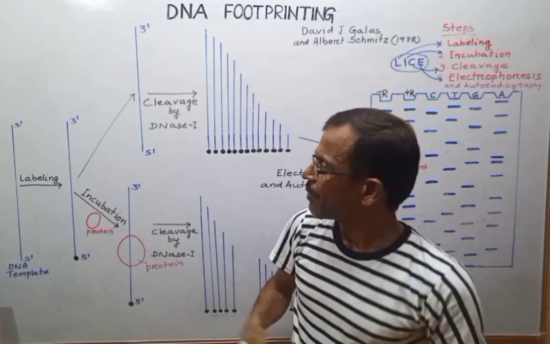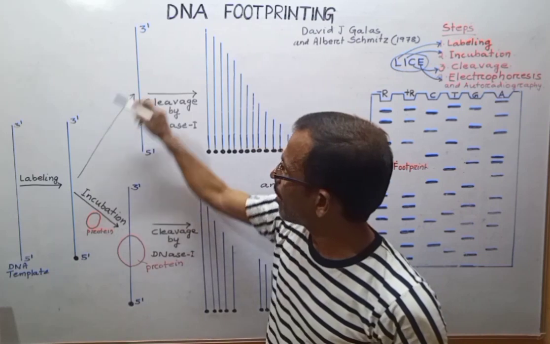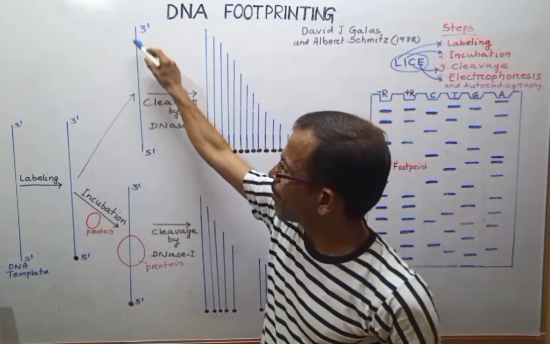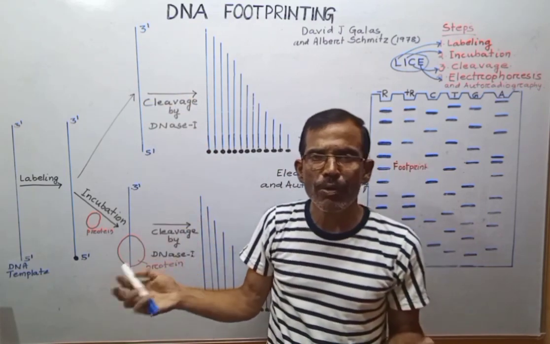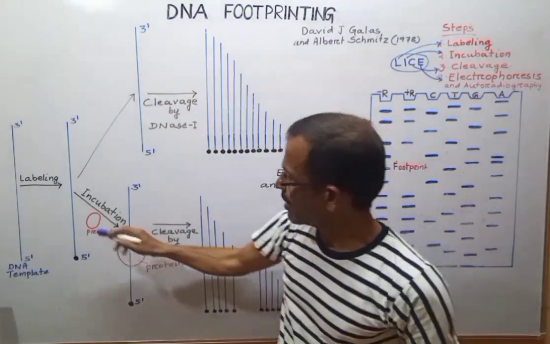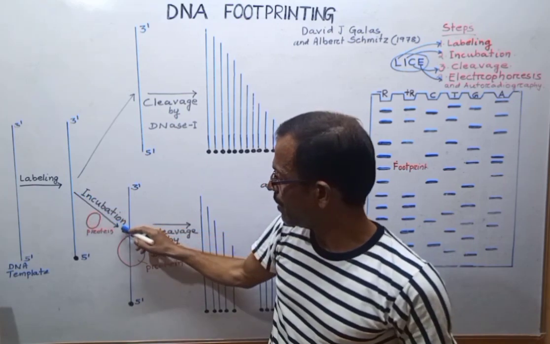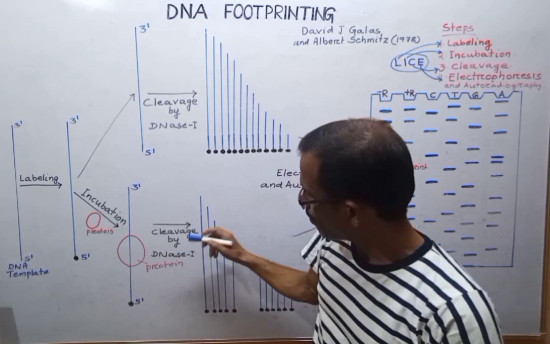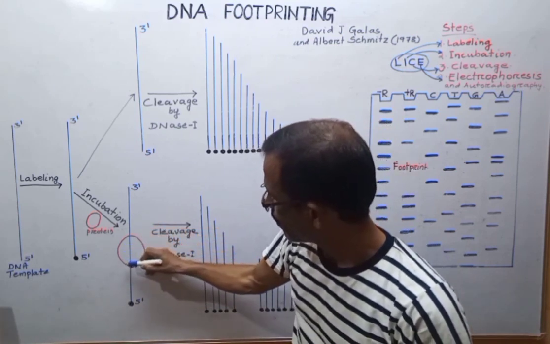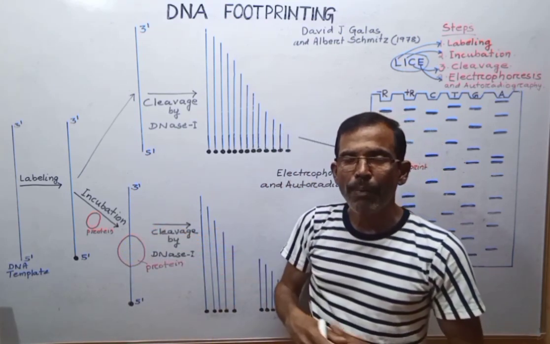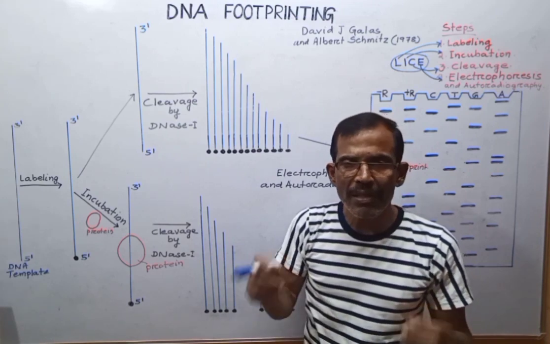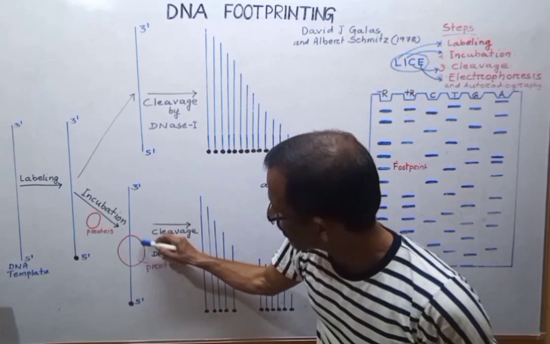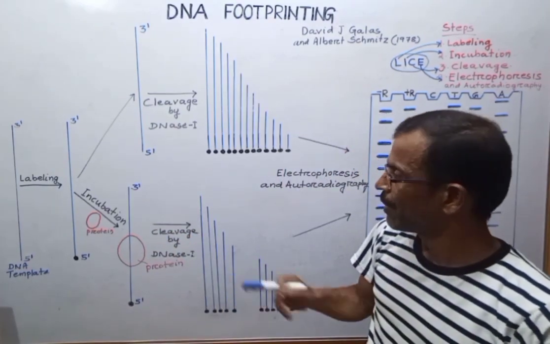After labeling, the DNA templates are divided into two sets of samples. One set of sample is not incubated with protein, whereas the second set of sample is incubated with specific protein so that the protein will bind at a particular region on the DNA. By this technique, we want to identify the exact location on the DNA where the specific protein binds.